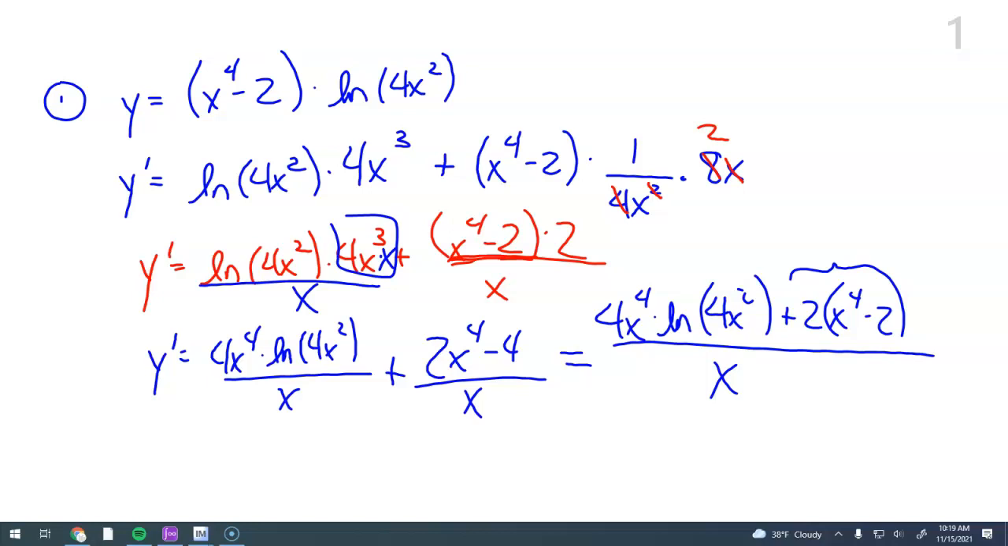Why don't you try 2? Is 2 like that one? Yeah, so try 2. It's similar type, just different numbers.